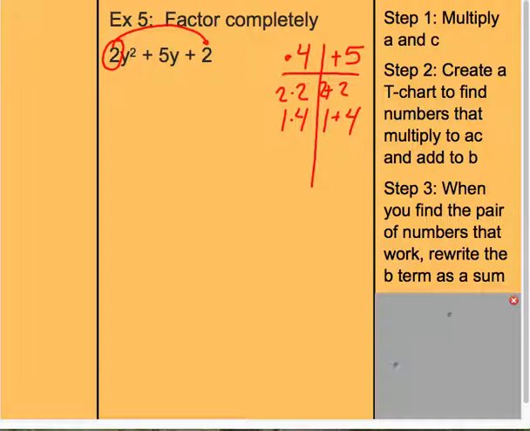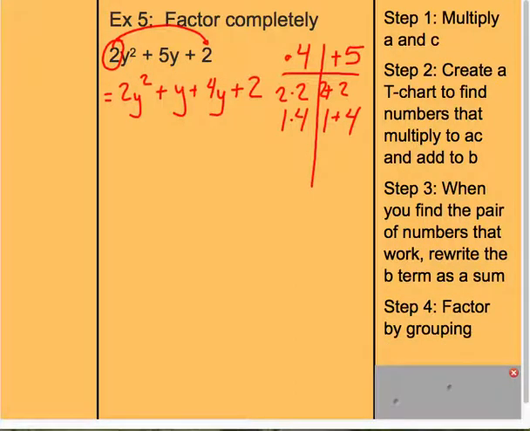1 plus 4 gives us 5, so we're going to rewrite our trinomial as 2y squared plus 1y, or y, plus 4y plus 2. So now we've created a quadnomial, or a polynomial with 4 terms, and we can factor by grouping, which is our last step. Since we learned how to factor by grouping, we remember split it into 2, and we find the GCF of each pair of terms. So looking at 2y squared plus y, our GCF is y. Dividing that out of each term, we get 2y plus 1.